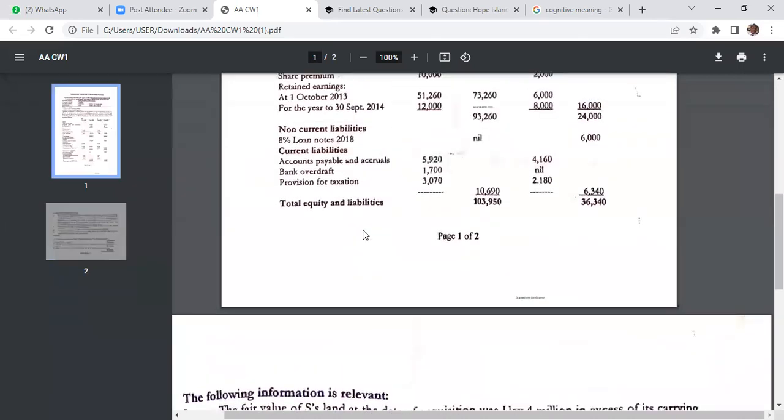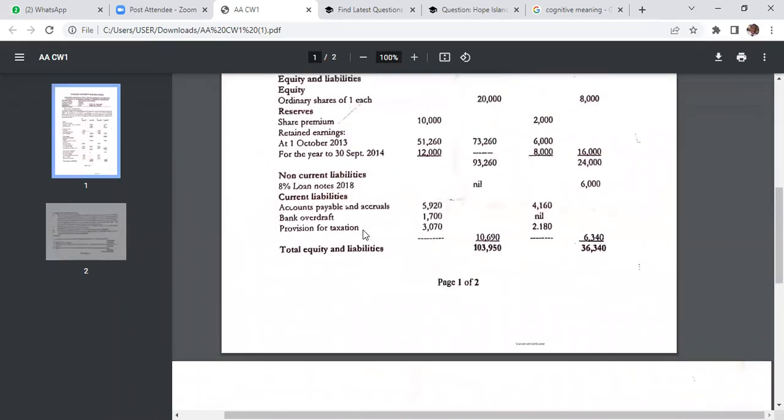So for group retained earnings, we are saying for the parent, you have at the start of the year 51,260, and then the closing is 12,000. So just add to get the closing balance.